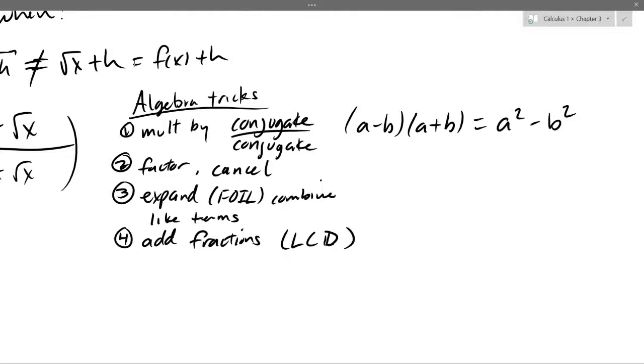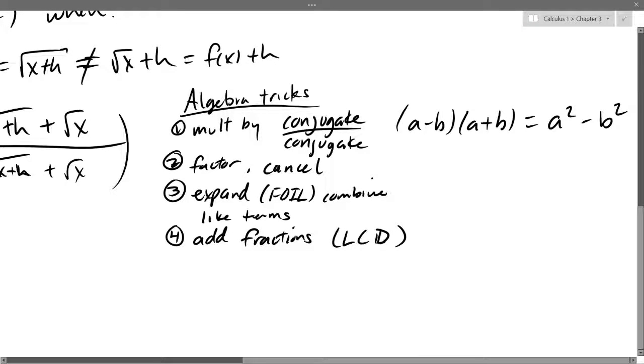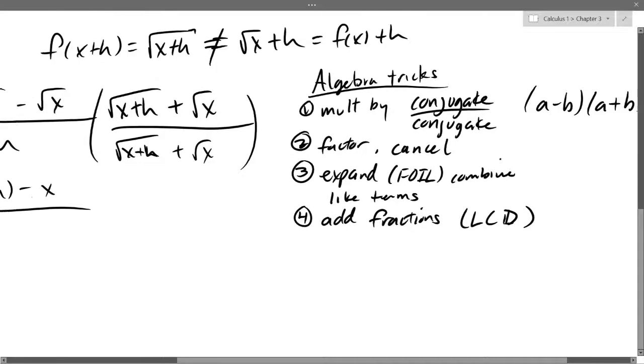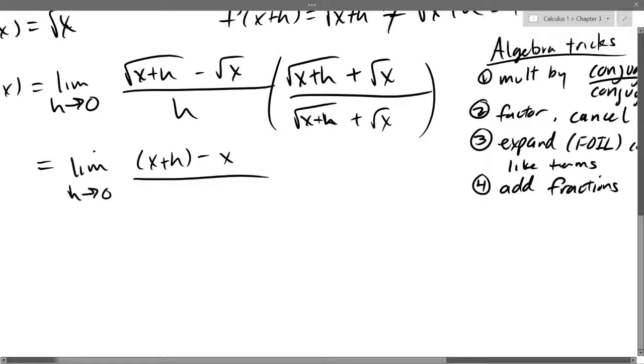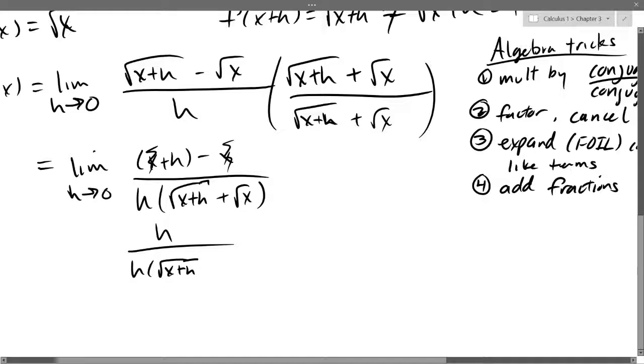And we get x minus x. These x's are going to cancel out right here. And we're just going to be left with an h. And h's cancel, not to 0, but to 1. So we get 1 over square root of x plus h plus square root of x.